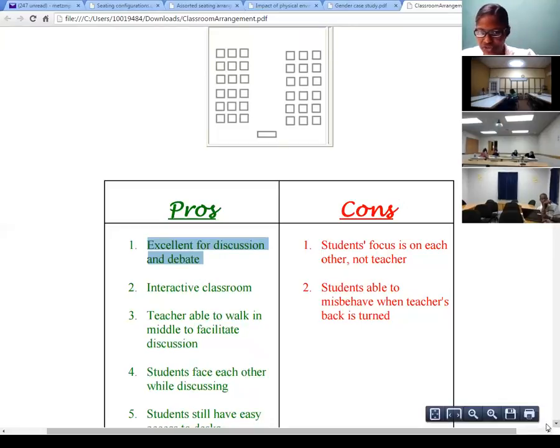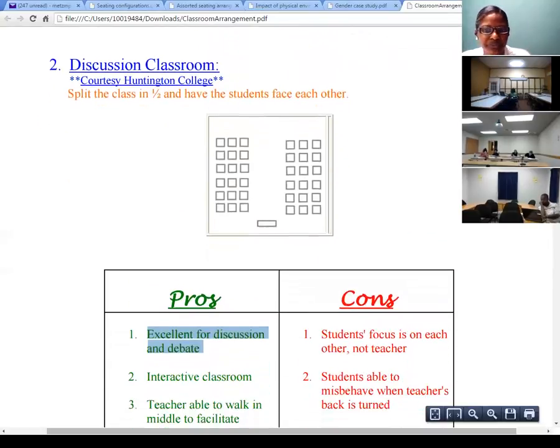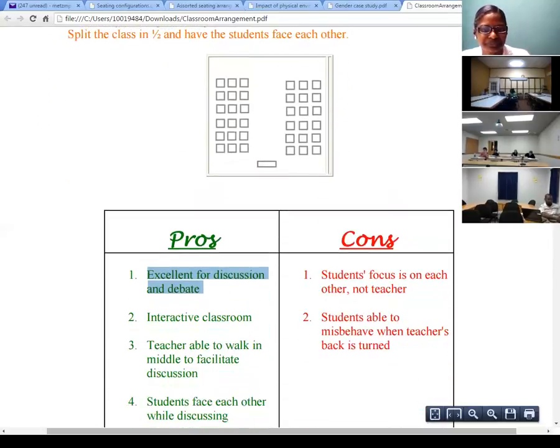What do you think, Kamisha? Yes, that's a good point. Jason, what do you think? Would you like to be in this classroom? I wouldn't mind, I guess. It would be interesting. Yeah, it would be interesting.